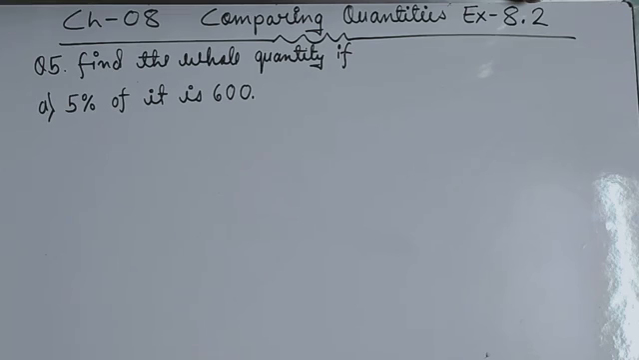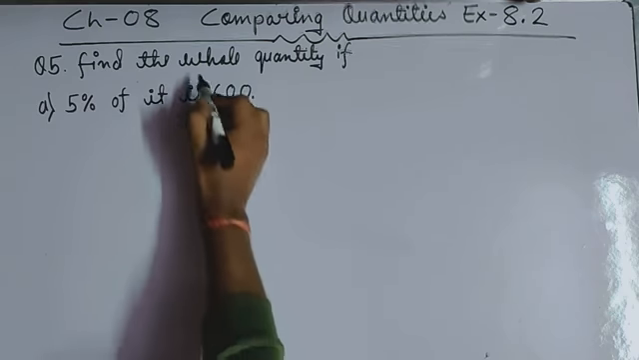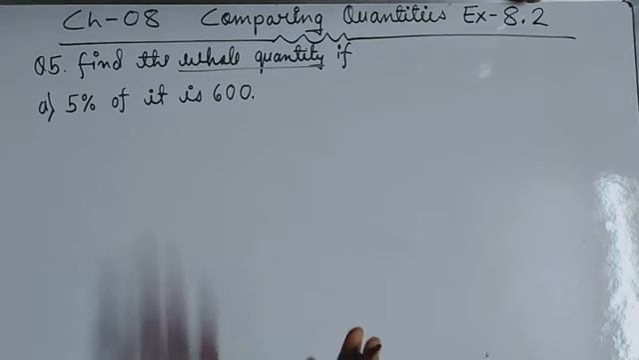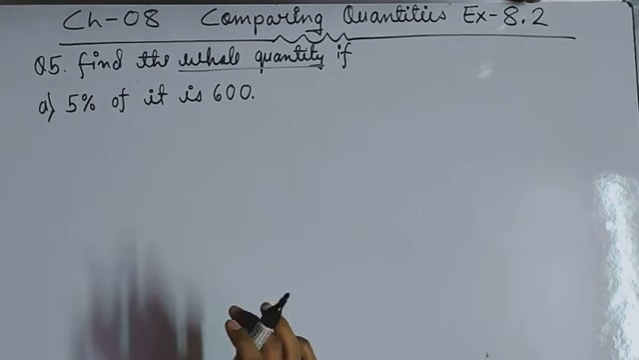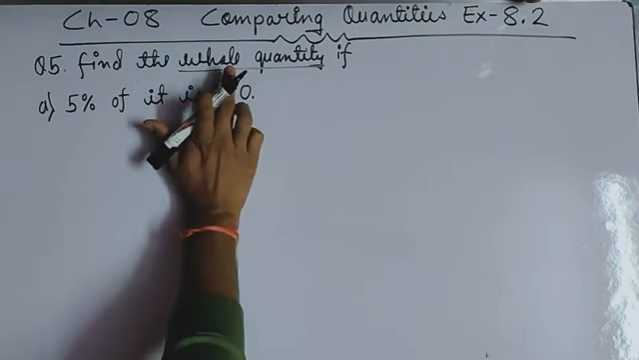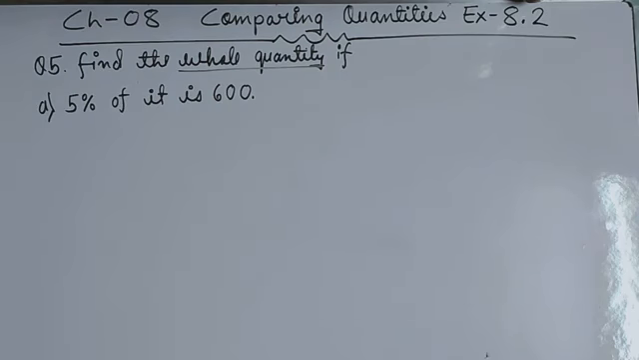We are in exercise 8.2 of chapter Comparing Quantities, question number 5, which says: find the whole quantity if 5% of it is 600. Now what you have to do is find the whole quantity. The whole quantity is not given to you, and some percentage of it is given, that is 5% of this whole quantity is given to you, how much? 600, and you have to tell what is that whole quantity.